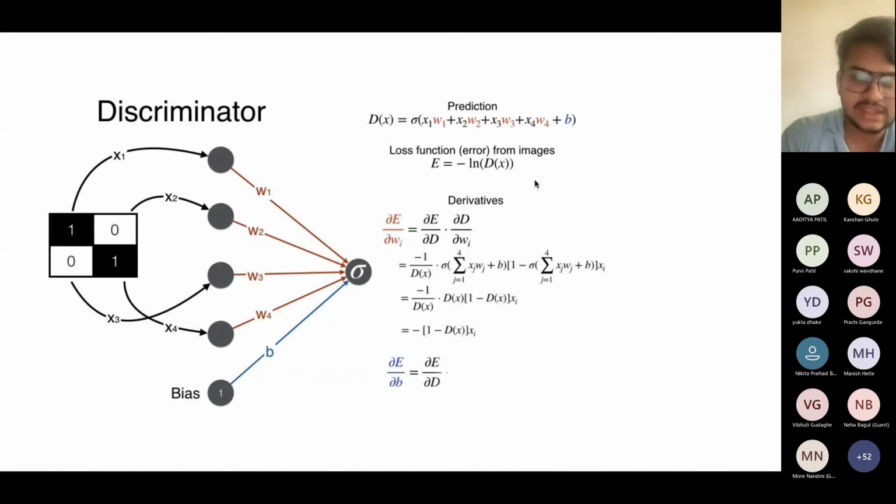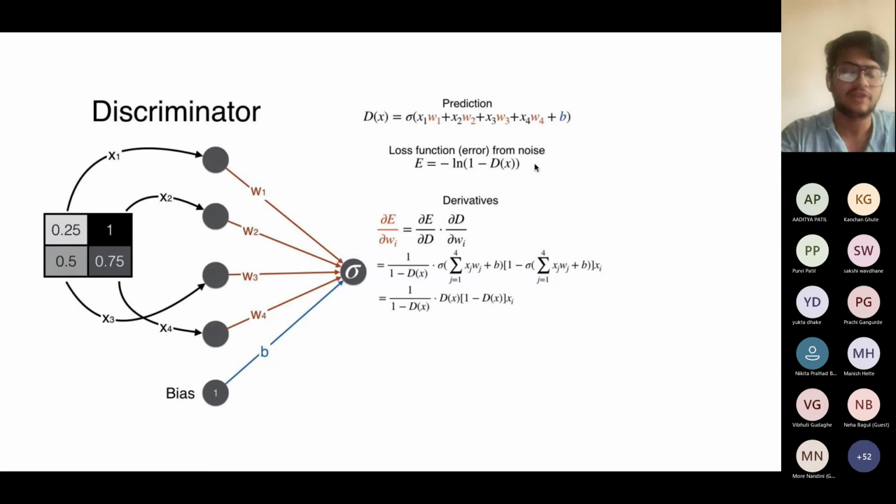Whenever I take the input as my real image, if I'm training with the real data, I use the error function in which I want the output to be 1. I want to train the discriminator to output truth for the true label, so I take the loss as negative of log of D(x), where x is the real image. And if the input is noise from the generator, which is randomly taken, the error function I use is 1 minus D(x), which is my prediction.